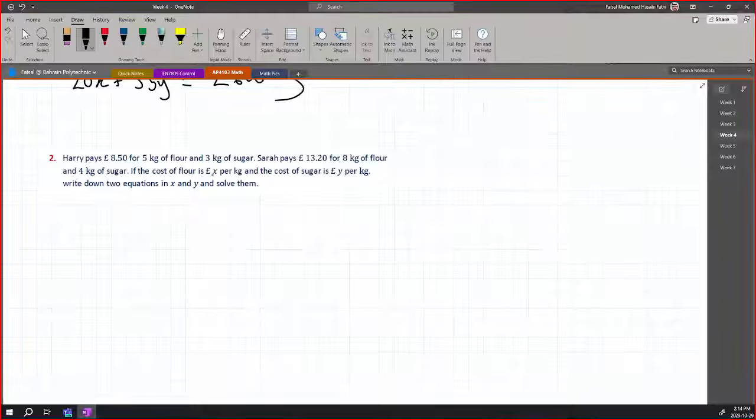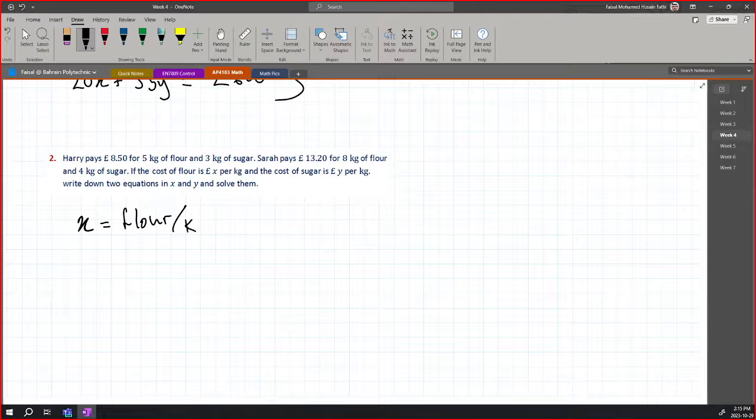First, he told us what our x is and what our y is. Let me explain the question. It says Harry pays £8.50 for 5 kilos of flour and 3 kilos of sugar. Sara pays £13.20 for 8 kilos of flour and 4 kilos of sugar. If the cost of flour per kilo is x pounds and the cost of sugar is y, they already told us to use x for the cost of flour and y for the cost of sugar per kilogram. We need to write two equations. First step, x is equal to the flour per kg and y is equal to sugar per kilogram.